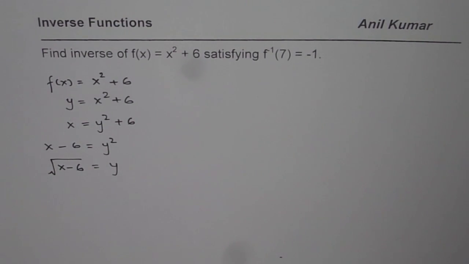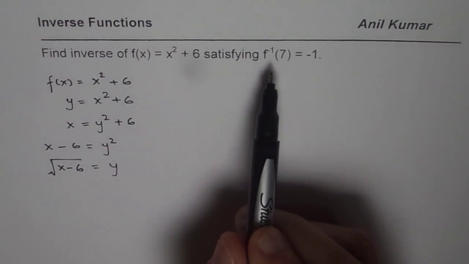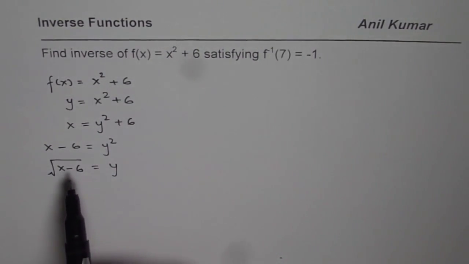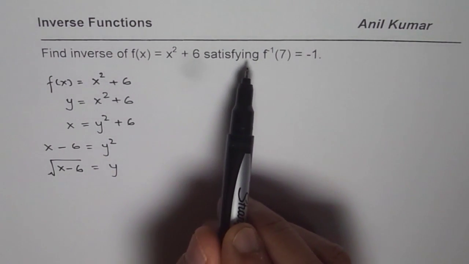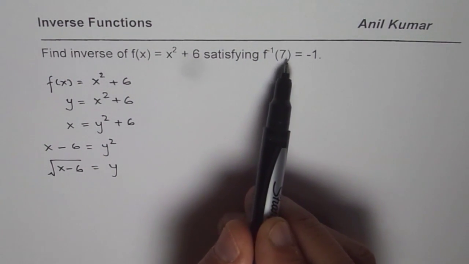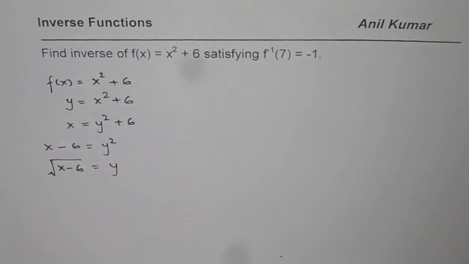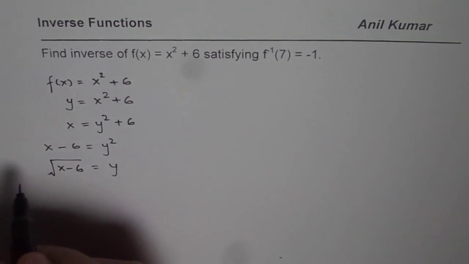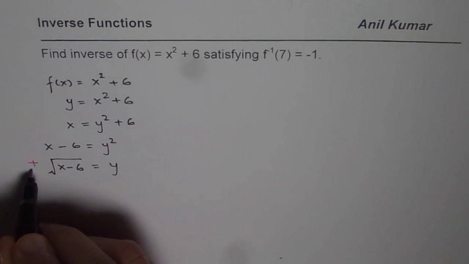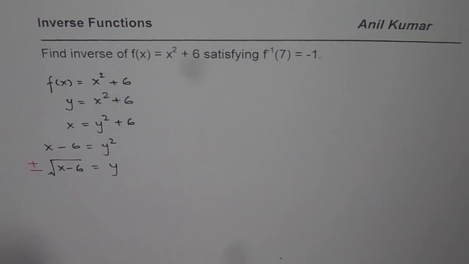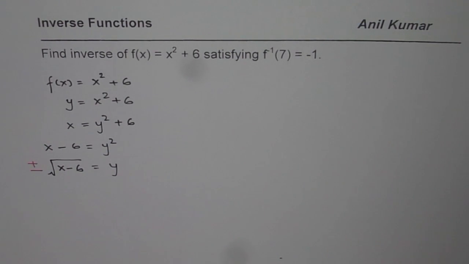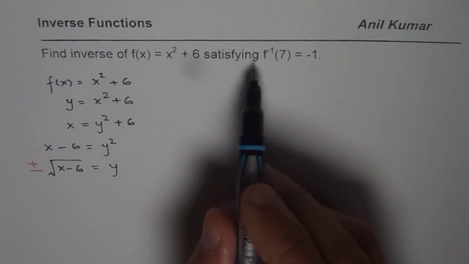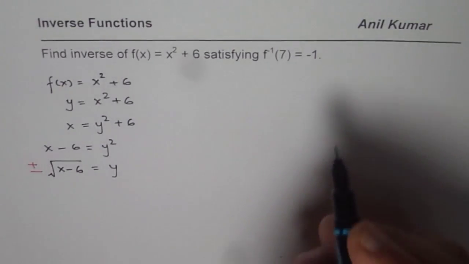Now this is the time when we have to figure out which part of the square root we should consider, since the inverse of this function should satisfy that f inverse of 7 is equal to minus 1. Normally I will be using a plus and minus sign, correct? Now if I use both plus and minus signs, then the inverse is not a function, correct? That is kind of important. Now since we are given a constraint, the inverse is a function for us.